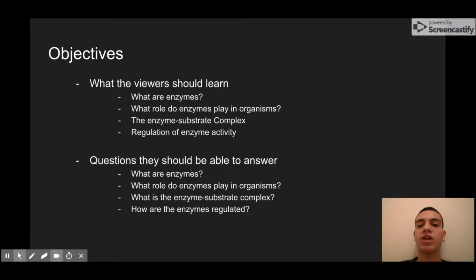Here are our objectives. We will explain what enzymes are, what role they play in organisms, the enzyme substrate complex, and the regulation of enzyme activity by the body. At the end of the presentation, you should be able to answer the following questions. What are enzymes? What role do they play in organisms? What is the enzyme substrate complex and how are the enzymes regulated?